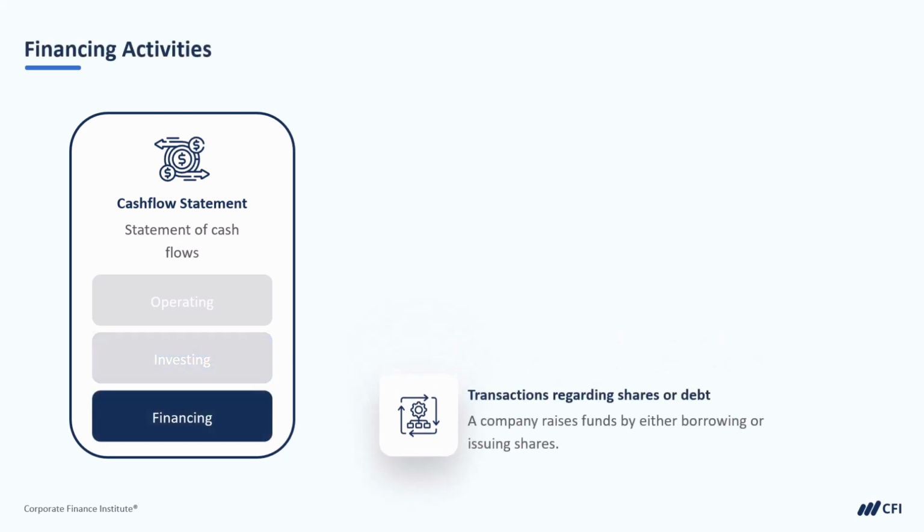Finally, we have financing activities that relate to transactions involving equity or debt. Essentially, if the company doesn't have enough cash generated through its operating activities to finance its investing activities, then it may be required to raise funds. Now, a company can raise funds either by borrowing or by selling shares. To the extent that a company has excess cash, it may choose to pay down debt more quickly or repurchase its shares.